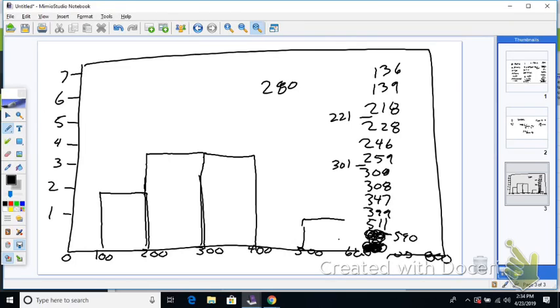Okay, we're going to go down through these questions. Number 4: what was the largest average daily use calculated? 590. What was the smallest? 136. The difference between the largest and smallest value is called the range. The range is the difference between 590 and 136. What's the range? 454. That's the range.